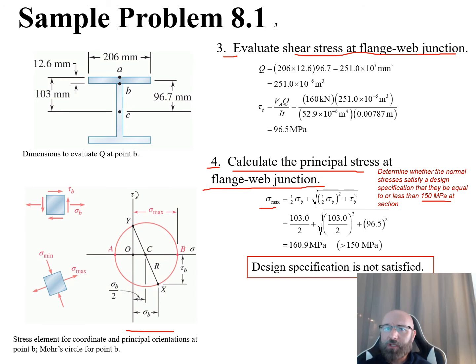We now have multiple ways that we can solve things. From our equation here, we can see that our sigma max is going to be equal to 1/2 of our sigma b, which we already have a value for, this is our 103, plus the square root of the sum of the squares of our 1/2 sigma b squared plus our tau sub b squared. We found this shear stress at our flange web junction up above, so we have a value for this that we can plug in of 96.5. We have a value for our sigma sub b that we can plug in as 103. We plug all of this in here, and we find out now that our sigma max is equal to 160.9 megapascals.